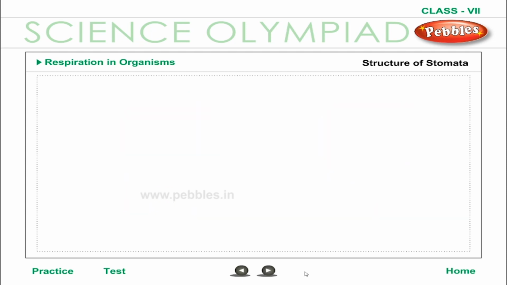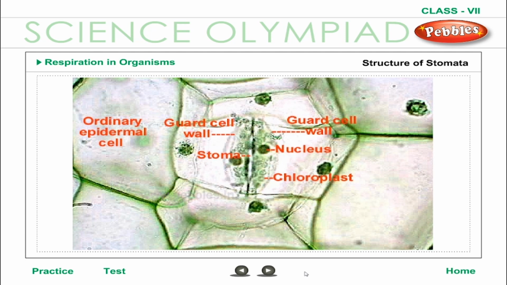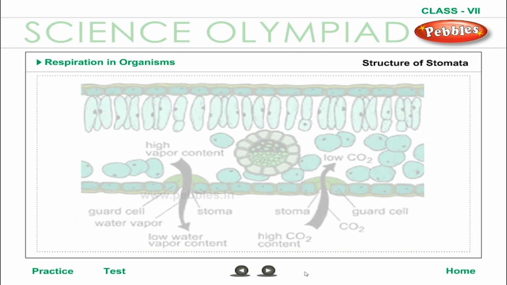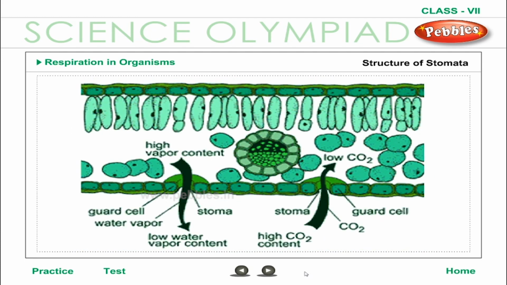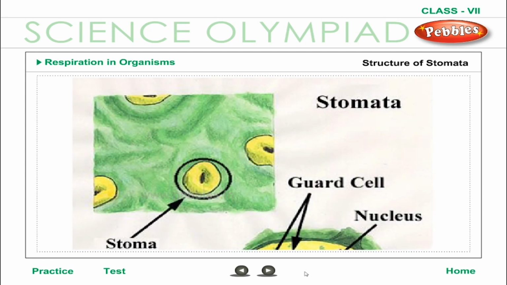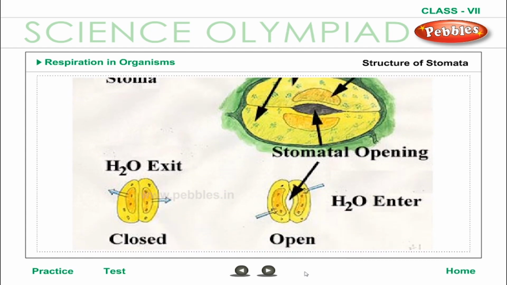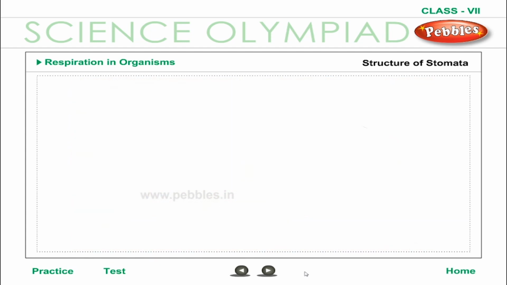Structure of stomata. In plants, each stomata is surrounded by two special kidney-shaped cells called guard cells. These guard cells can also carry out photosynthesis due to the presence of chloroplasts. Guard cells are further surrounded by several subsidiary epidermal cells. The whole structure of stomata, along with the guard cells and subsidiary cells, is called the stomatal apparatus.